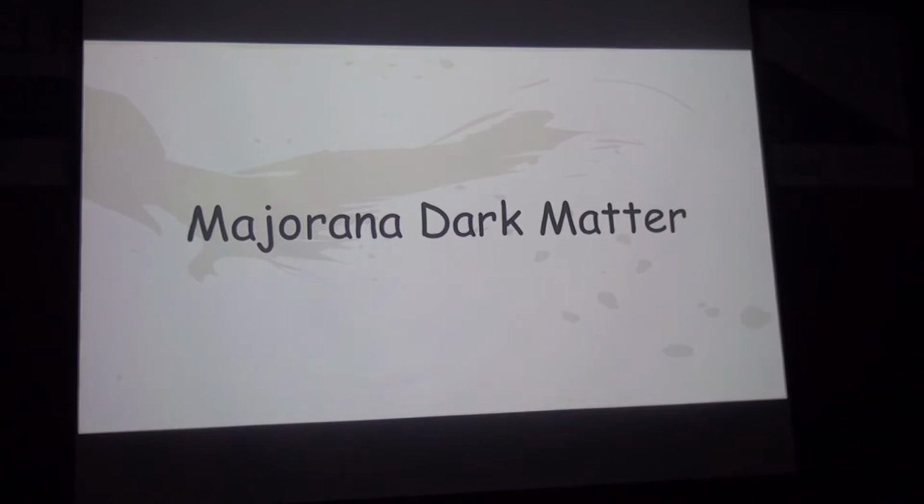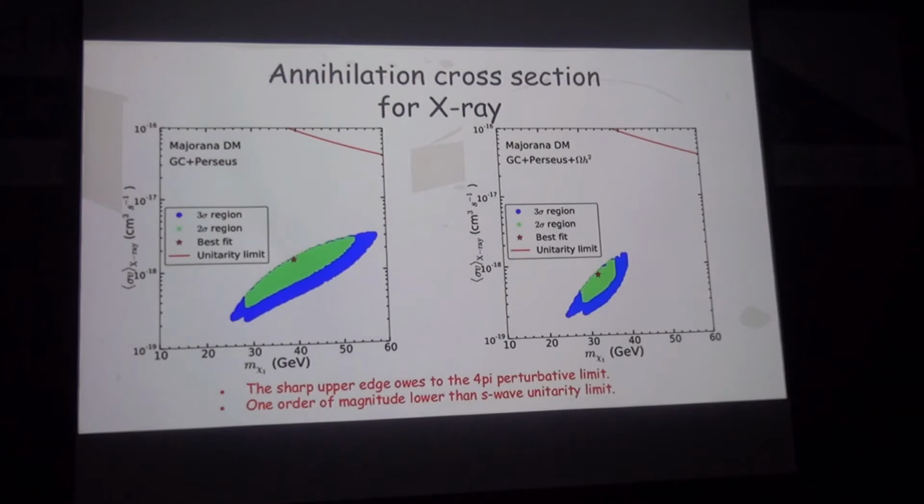Let me show you our result for Majorana dark matter. In here, we show the 2 and 3 sigma regions from the galaxy center plus the Perseus data. And then for the figures on the left-hand side and the right-hand side, the difference is that the right-hand side adds the relic density as a constraint as well. So you can see two important things. First, the x-axis is dark matter mass again, the y-axis is annihilation cross section for dark matter to X-ray.